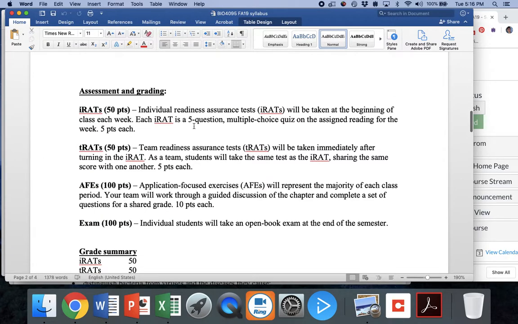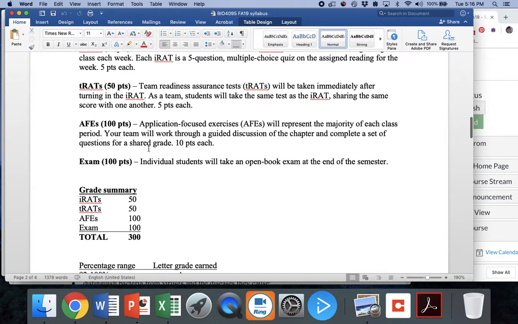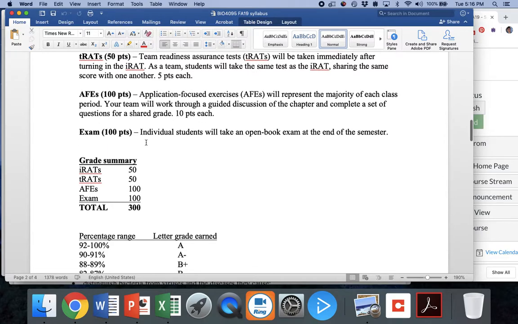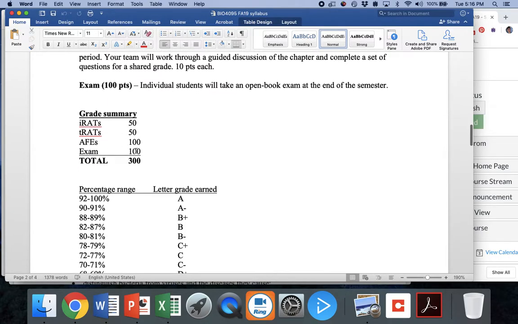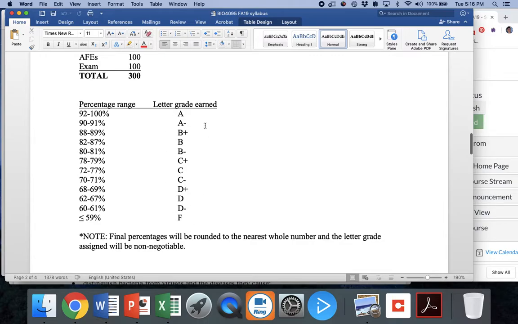Okay, so here's what we talked about on the Canvas side of things, right? 5-point multiple choice quiz, 5 questions. You take it as an individual first, then you take the same quiz as a team for another 5 points each. And then you do your application-focused exercises, the group work that you're going to work on through most of the class period, and at the end, take your exam. Here's the grade breakdown. Letter grade breakdown.